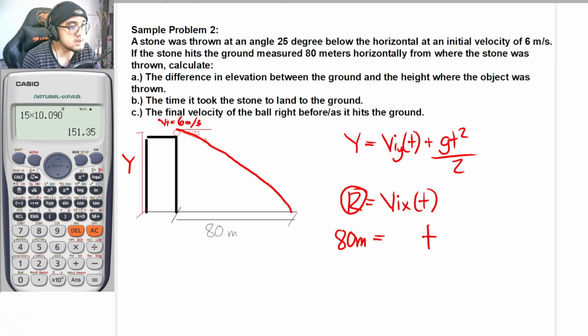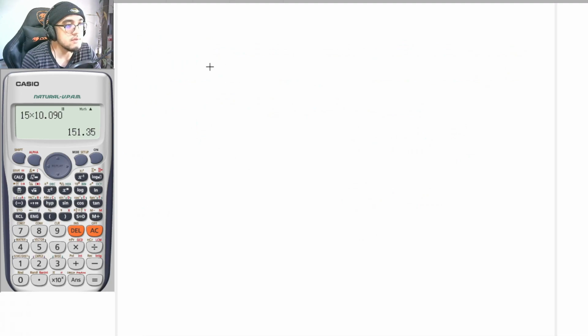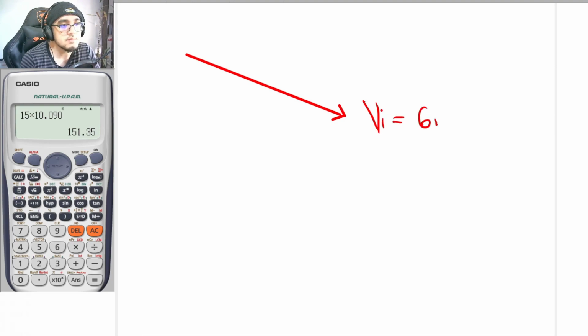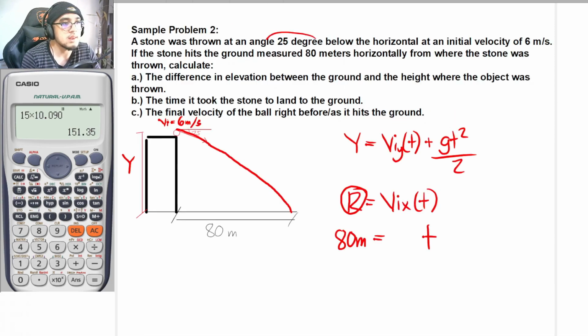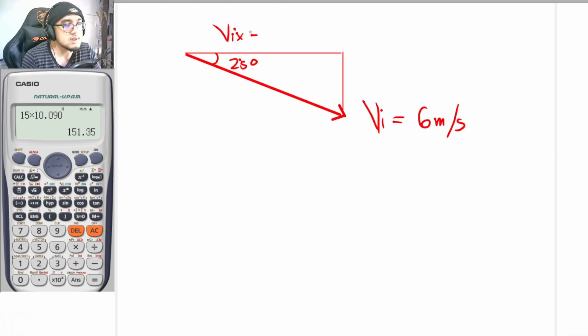For VIX, suppose that once again this is the initial velocity of our figure. VI is equal to 6 meters per second. Of course, it must have its own x component and its y component. VIX, with this angle equal to 25 degrees as given in the problem, is basically equal to 6 cosine 25, the adjacent side. And your VIY is basically 6 sine 25.